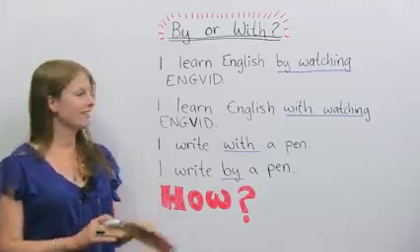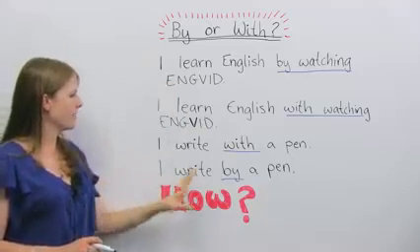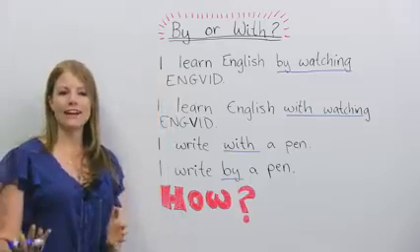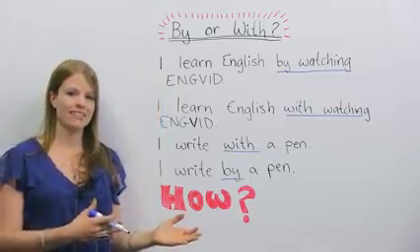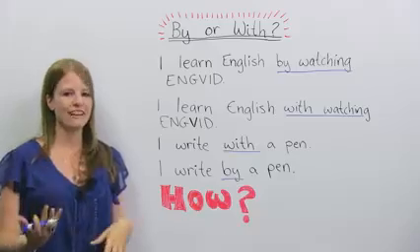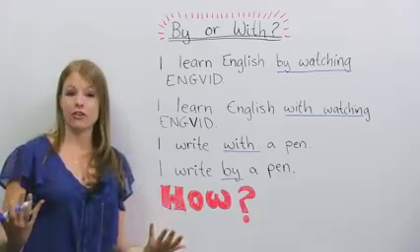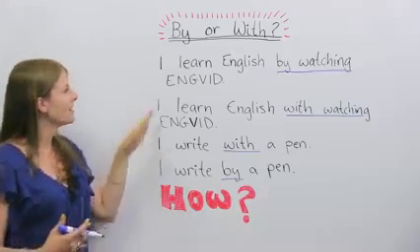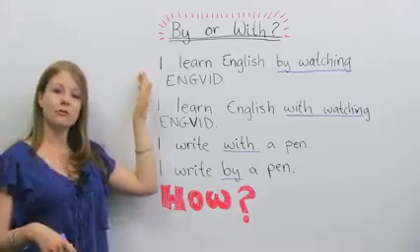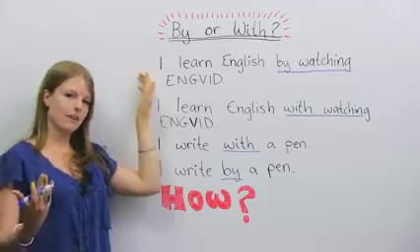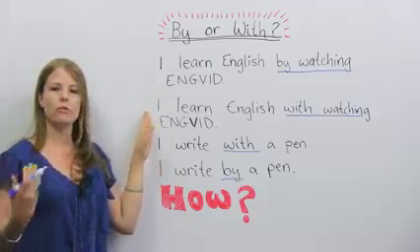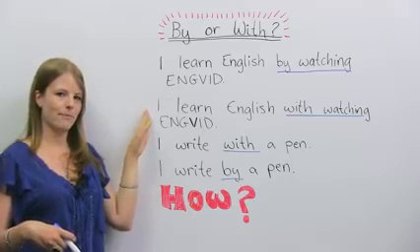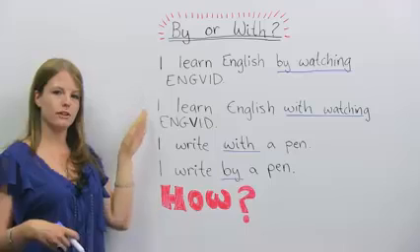Okay, so to start with, I have here some questions. I want you to think which ones are correct and which ones are not correct. I also want you to think about why they are correct and why they are incorrect. So my first sentence: I learn English by watching Ingvid. Compare this to: I learn English with watching Ingvid. Which one do you think is the correct form? Do we use by or do we use with?